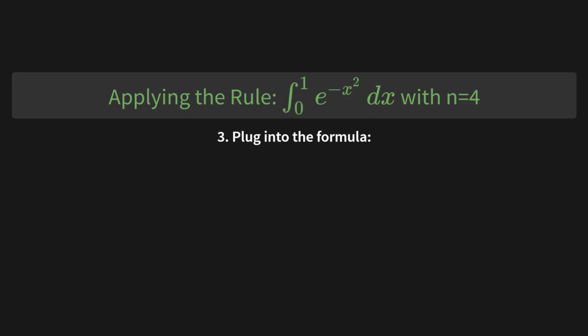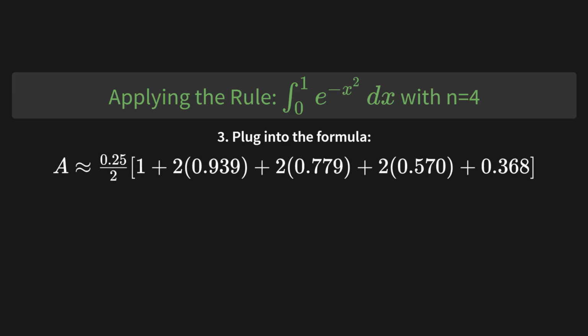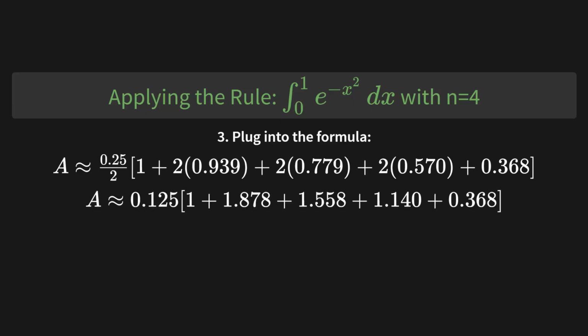Okay, got all our pieces. Step 3. Plug everything into the formula. The area is approximately 0.25 divided by 2 times 1 plus 2 times 0.939 plus 2 times 0.779 plus 2 times 0.570 plus our last point. Phew. Let's simplify. Add all that up, 0.7430. So how close did we get?